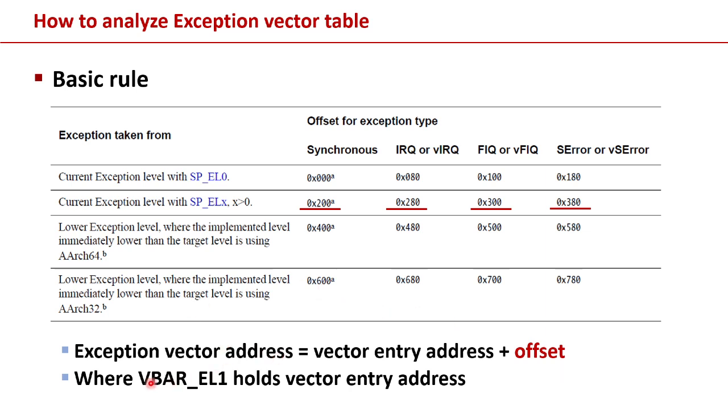Usually, the VBAR_EL1 register holds the starting address of the exception vector base address. So the ARM core reads the data of this system register, adds the offset, and then the ARM core can branch into the exception vector address.